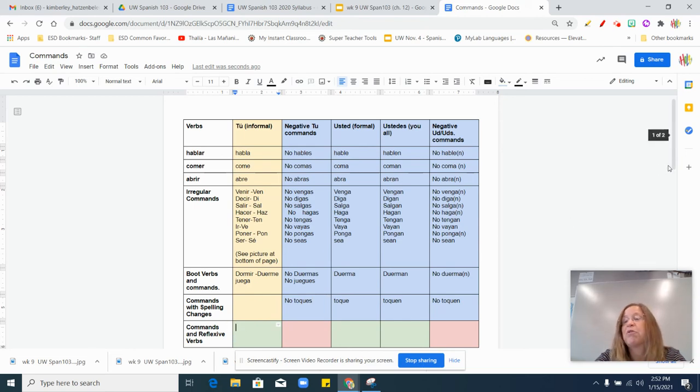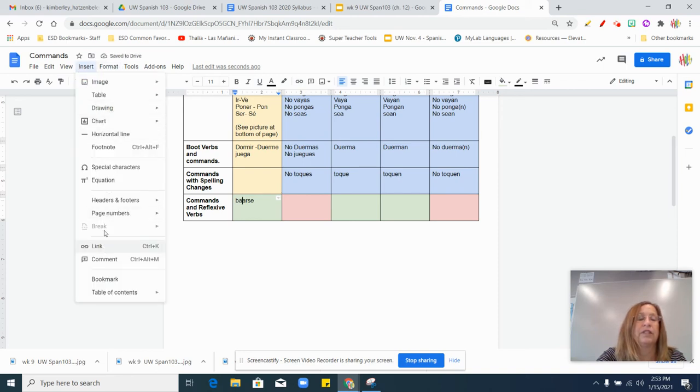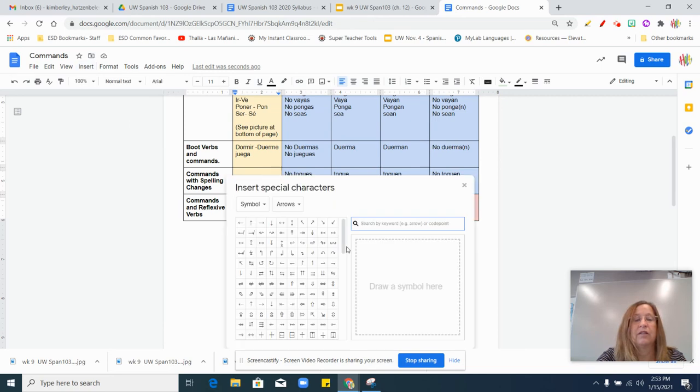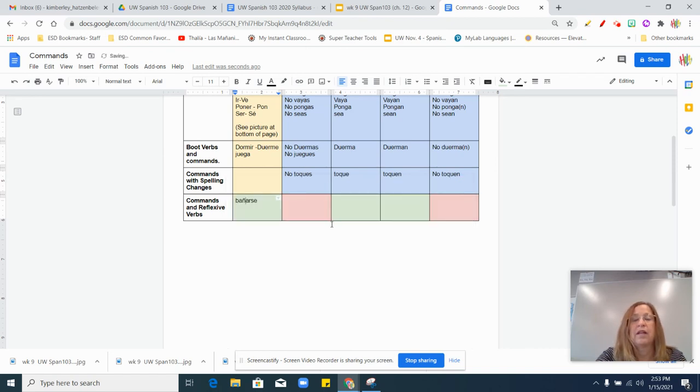Reflexives. Oh my gosh, there's so much to talk about. Let's do a regular AR reflexive as an example. Bañarse. Dang it, of course, I got one with an accent on it. So bañarse. So for a negative tú commands.